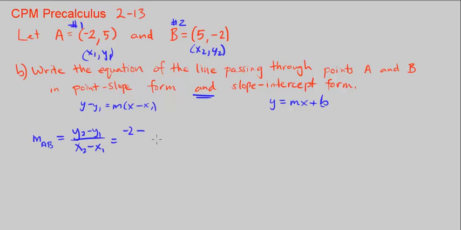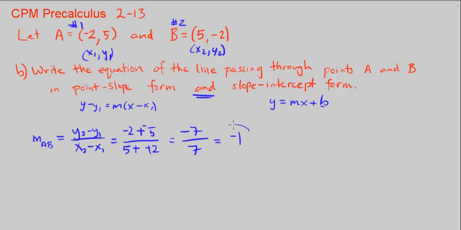y1 is 5. So I have negative 2 minus 5 over x2, which is 5, minus x1, which is negative 2, right? Negative 2 minus 5 is negative 7 over 5 minus negative 2, which becomes positive, right? Because minus a negative becomes plus, positive over 7. Negative 7 over 7, right, is just negative 1. So there's our slope, right? Our equation for the line passing through points A and B.